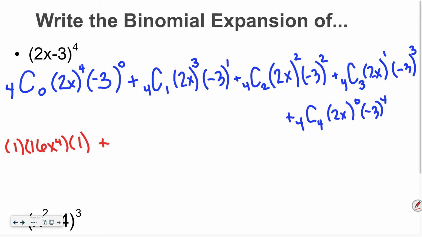Okay? 4 combinations of 1 calculates to be 4. 2x cubed would be 8x cubed, and then -3 to the 1st power is -3.